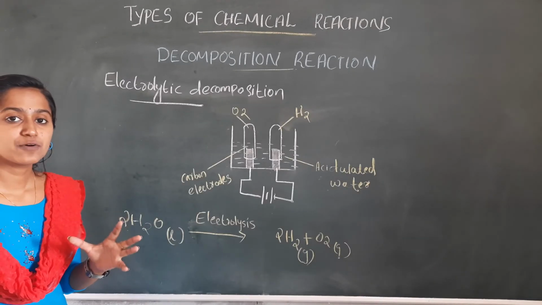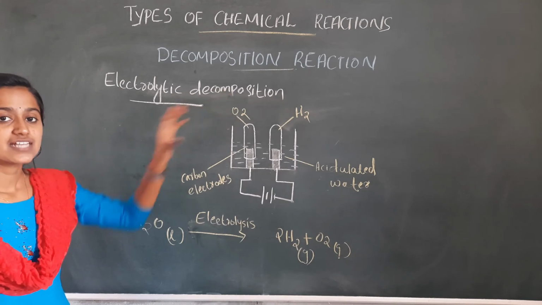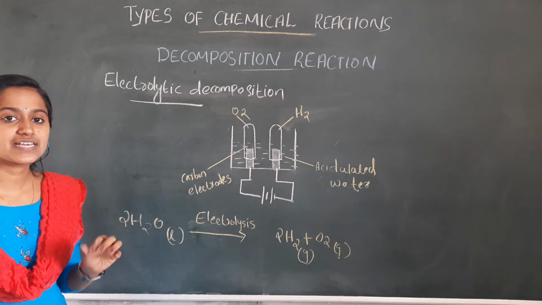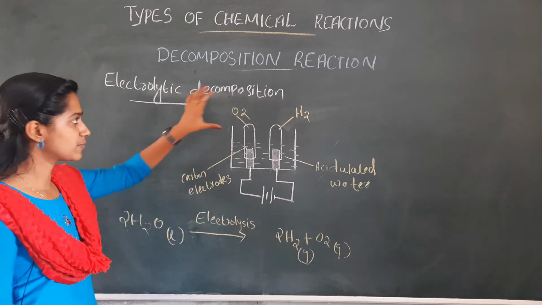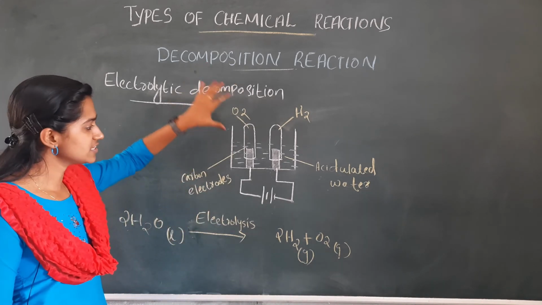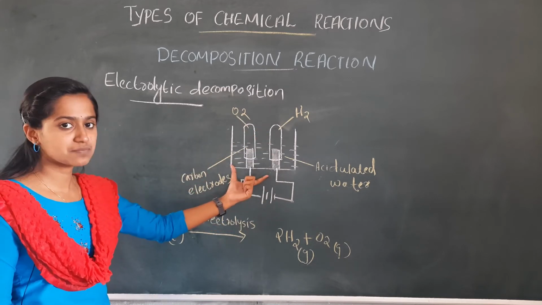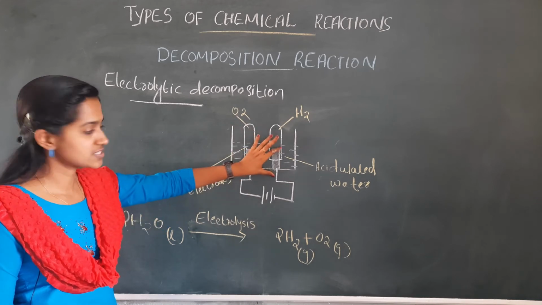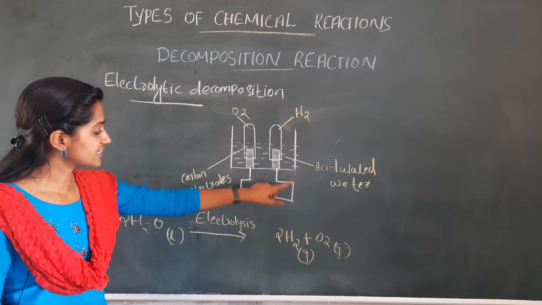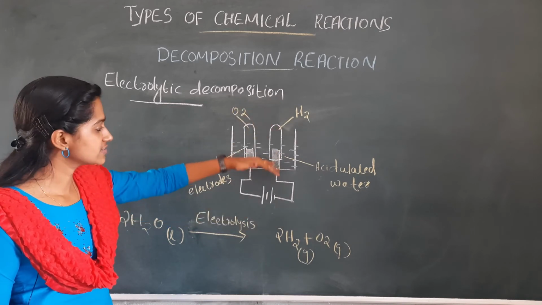The third type of decomposition reaction is electrolytic decomposition reaction. The decomposition reaction which takes place in the presence of electricity, we call electrolytic decomposition reaction. So we can explain this reaction by using this activity. Here we need a plastic mug. Inside the plastic mug we put two carbon electrodes. These carbon electrodes are connected by using a battery and we can put two test tubes over the carbon electrodes.